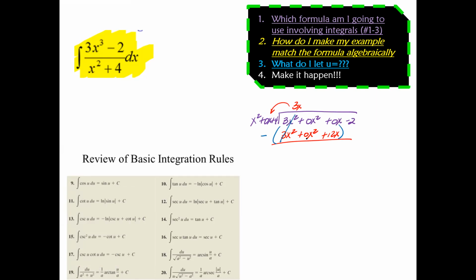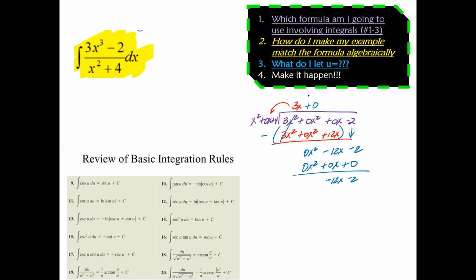This part will cancel. That will give me a 0x squared, and this will give me a negative 12x, bring down the negative 2. Okay, so at this point, that's as far as you can go, because if you put anything else here, that number times x squared is going to be something x squared. You could put a 0, that's completely fine, but it's not going to change anything. You're still going to be left with a negative 12x minus 2 as your remainder.